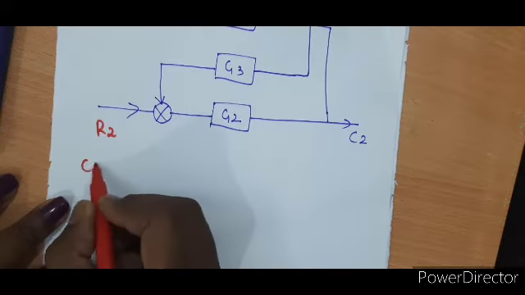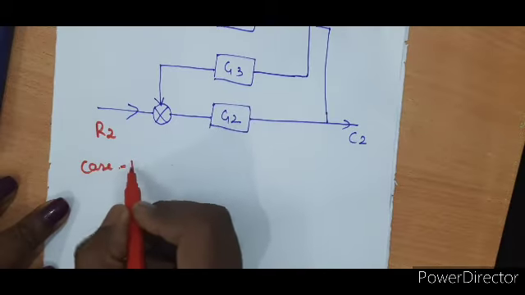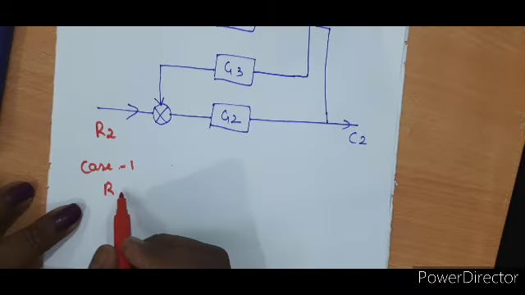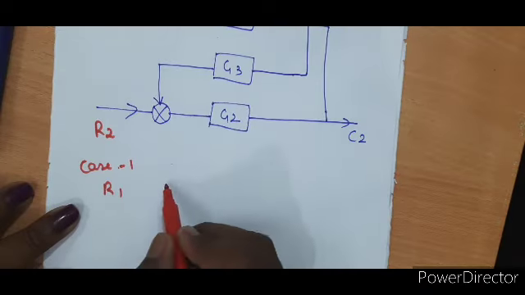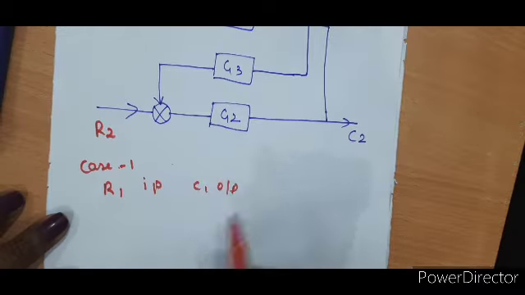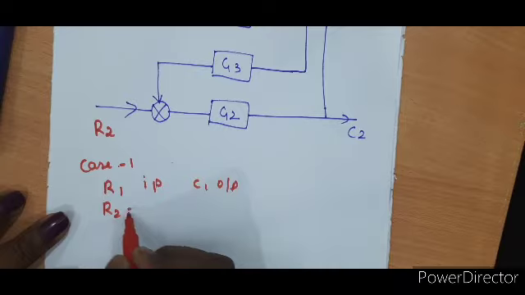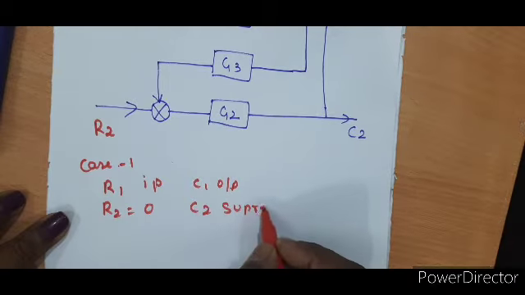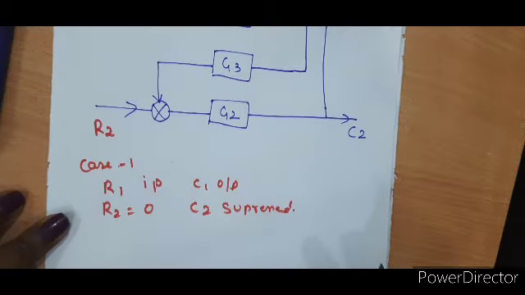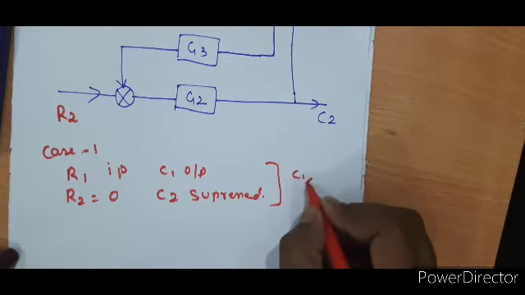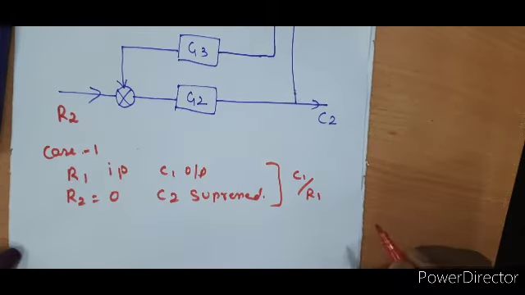In case 1, I will consider R1 as the input and C1 as the output. Then I will put R2 equal to 0, and C2 will be suppressed. When this is the case, my transfer function will be C1 by R1.